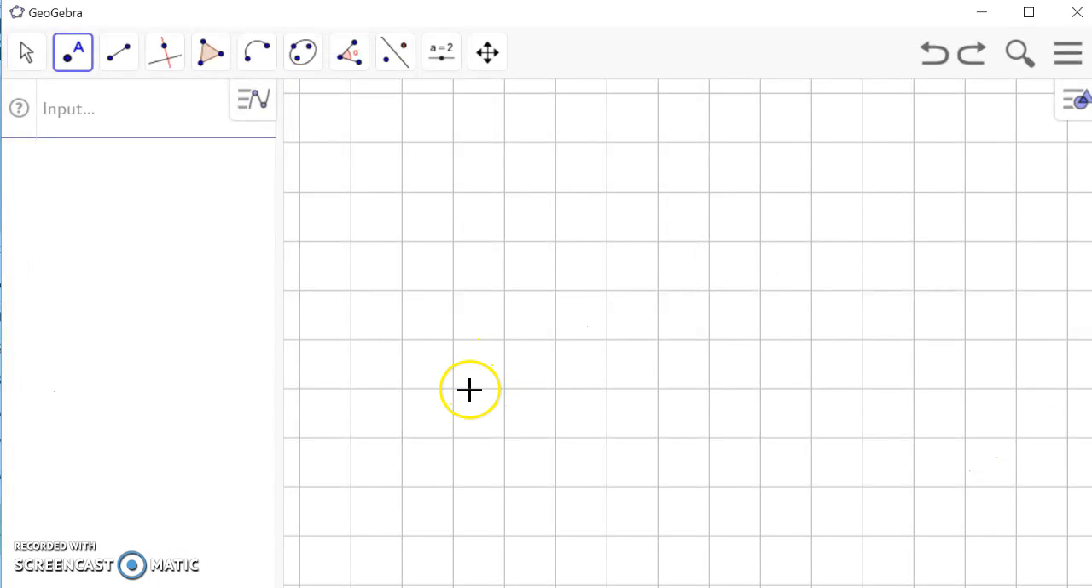Okay, so here we are. We'll demonstrate Thales' theorem in GeoGebra. We'll do it with the semicircle first, and the same will apply to the other part of the circle, the other half of the semicircle.